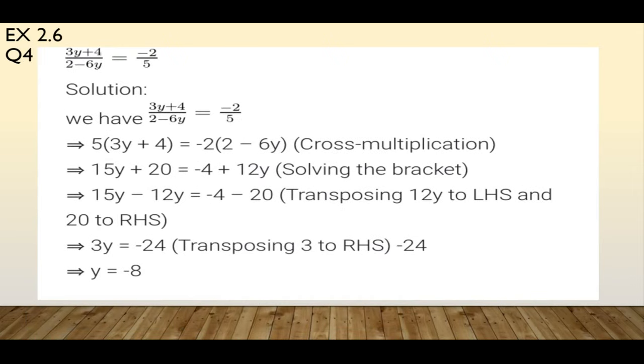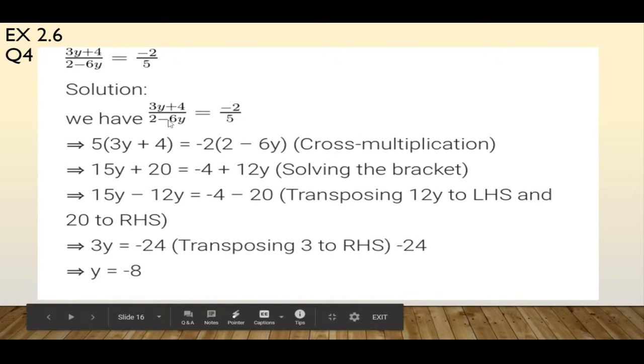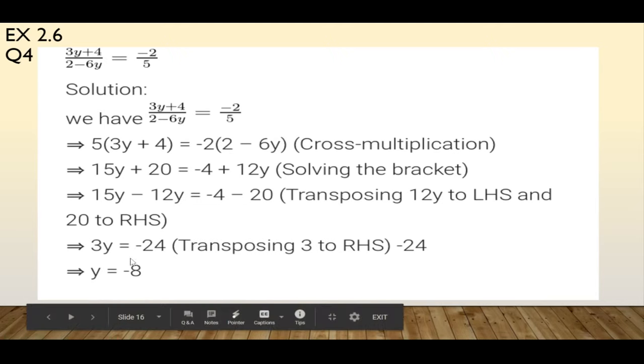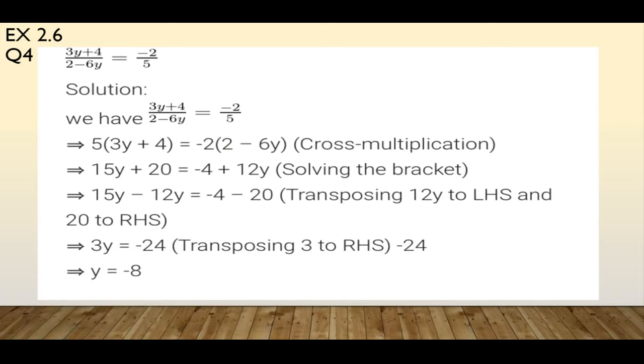In question number 4 of exercise 2.6, again, we need to cross multiply, right? But here, be careful that minus 2 is being multiplied with (2 minus 6y). So basically, you have to change the signs. After changing the signs and opening the bracket, the value of y will come out as minus 8. Please try doing them on your own.